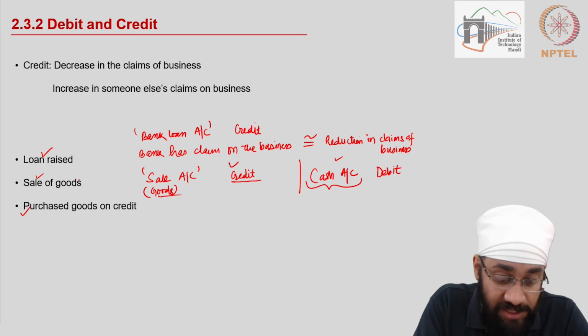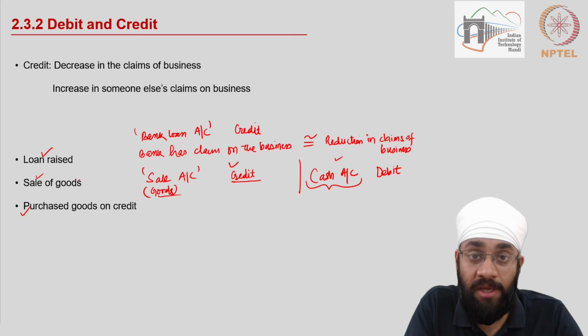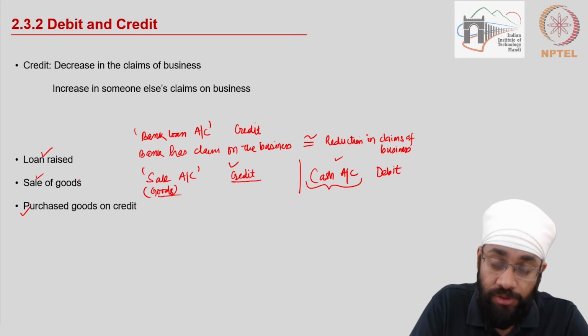Okay. Next up is purchase of goods on credit. You are purchasing goods from the vendor, but you're not paying the vendor.